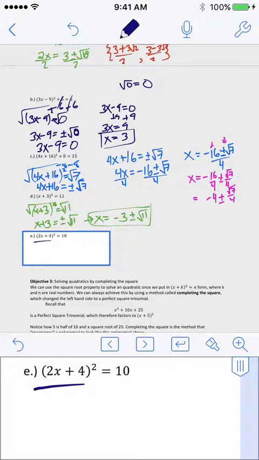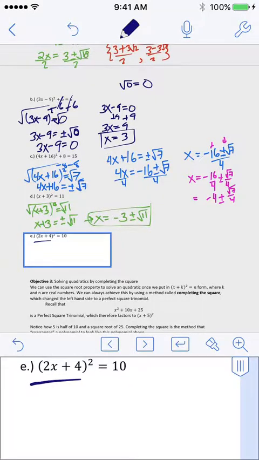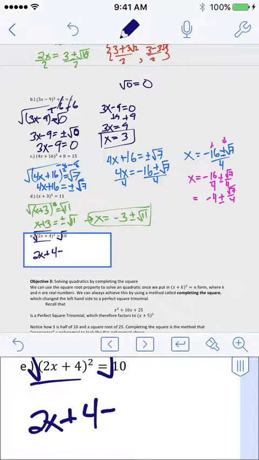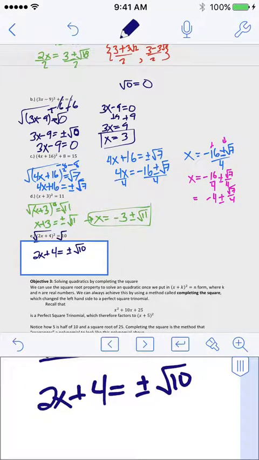Again, I have a quantity, 2x plus 4, all being squared on one side and a 10 on the other. So I can take the square root of both sides. I end up with 2x plus 4 is equal to plus or minus the square root of 10. 10 may not be a prime, but it is no longer reducible, right? The only two factors are 2 and 5, and neither one of those can split anymore. I don't see a pair, so square root of 10 is as far as I can go.